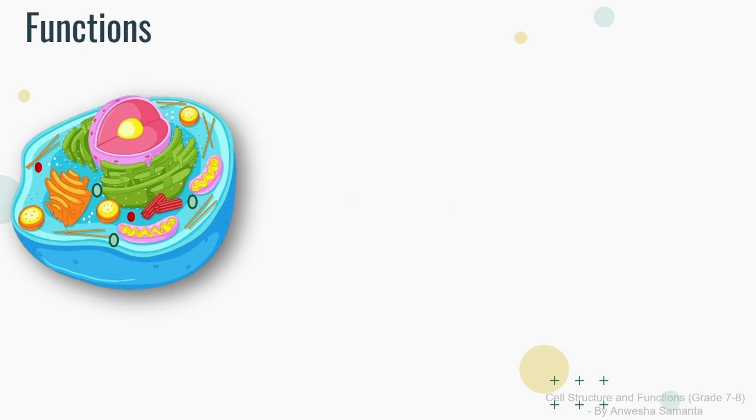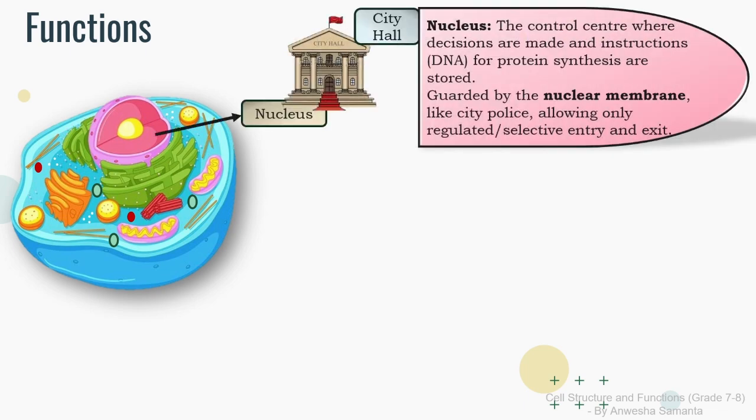Now that we have given a city analogy to each cell organelle, let's learn their exact functions and understand them better with the help of those analogies. So nucleus is like the city hall. It's the control center, storing DNA and giving instructions.